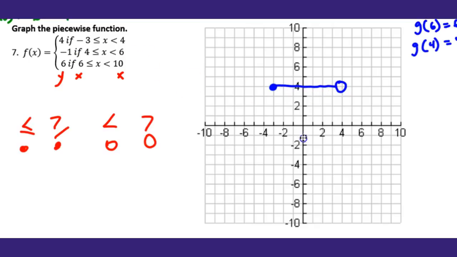For -1, it is defined between 4 and 6. So 4 is a closed circle because it's equal at -1. And 6 is an open circle. And then lastly, we have the function defined as 6 between 6 and 10, which is not equal to, so it's just less than. So there we go. Right there.